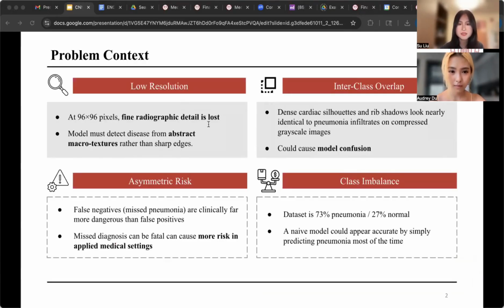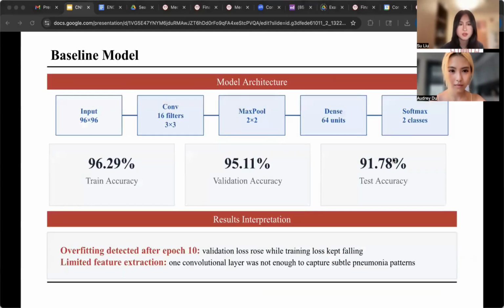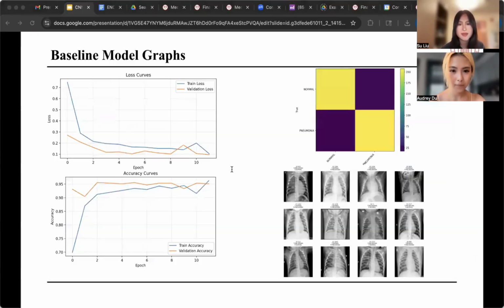Moving on to our baseline model, it uses a single convolution block of 16 filters, max pooling, and a 64 unit dense layer. This got us a 91.78% test accuracy, which is pretty good. But looking at the validation loss, it spiked after the 10th trial while the training kept falling, which showed a lot of overfitting, and the one convolution layer simply wasn't enough to capture a lot of subtle pneumonia patterns, as we can see in this graph.